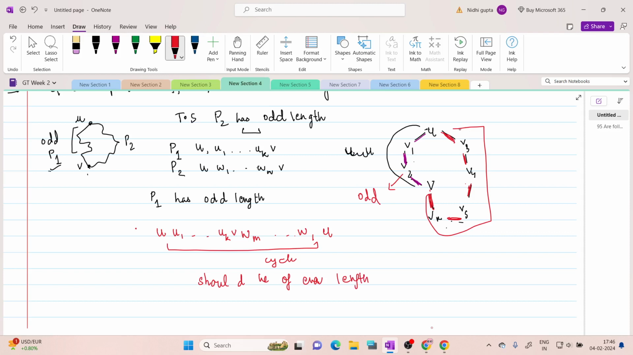So if P2 is of even length, what is the length of this cycle? Odd or even? Odd. So the cycle has odd length, which is not possible, right? Bipartite graph. Yes.